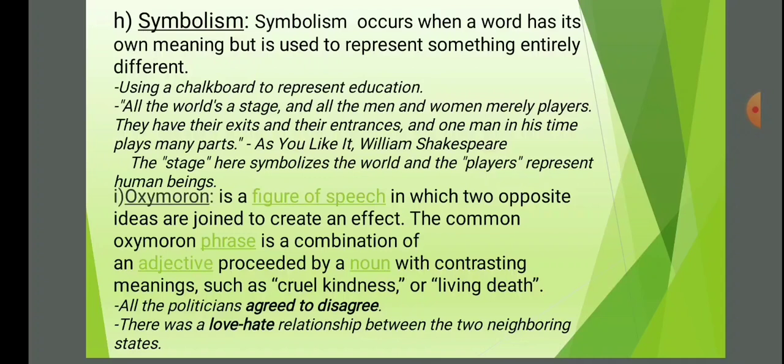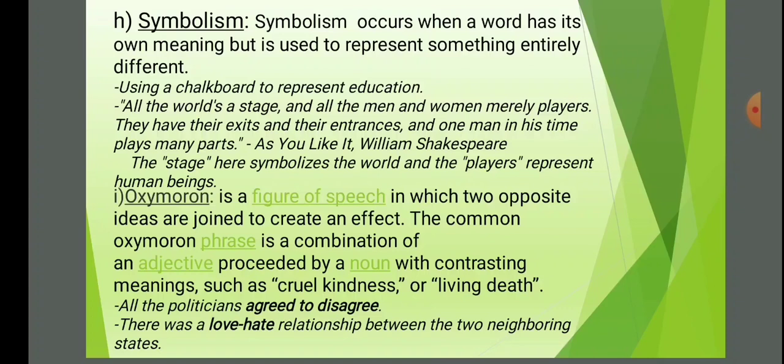All the world's a stage, and all the men and women merely players. They have their exits and their entrances, and one man in his time plays many parts. This statement is a part of As You Like It. It is written by William Shakespeare. In this sentence, world and stage, two things are given. Stage and world remain same.